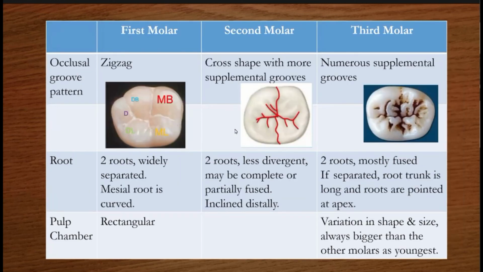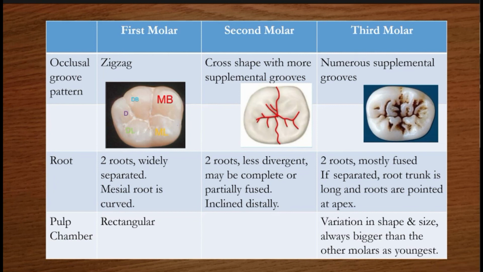Occlusal groove pattern: you see, this is the zigzag. You can see the zigzag of the first molar, 1, 2, 3, 4, 5. This is zigzag, and cross shape with the second molar. This is cross shape, crossing the marginal ridges and crossing the buccal and lingual ridges. In case of third molar, numerous supplemental grooves. There are many supplemental grooves, and there are pits and fissure caries maybe.